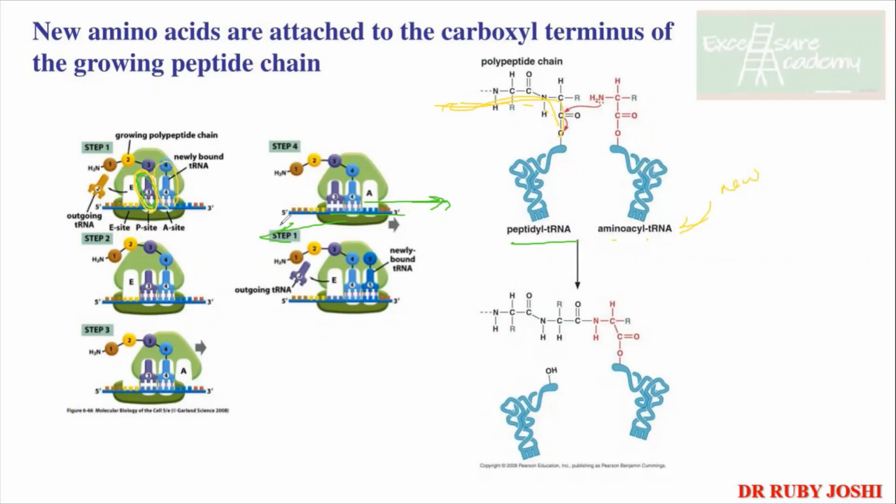Now we can see a bond is formed between this amino group and this carboxyl group. A peptide bond is formed between the amino group of the incoming amino acid and the carboxyl group of the previous amino acid. Correct? You can see it here. So what happened? The peptidyl tRNA is now free to leave the ribosome, and the aminoacyl tRNA gets shifted to the peptidyl site, and this process repeats till the stop codon is reached. Are the basics of translation clear?